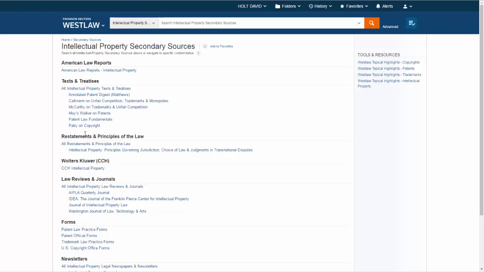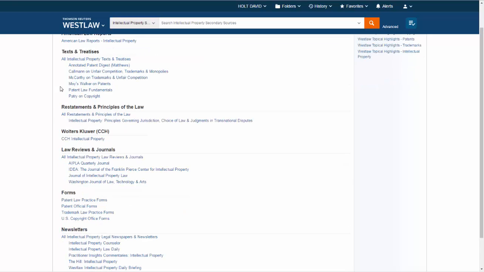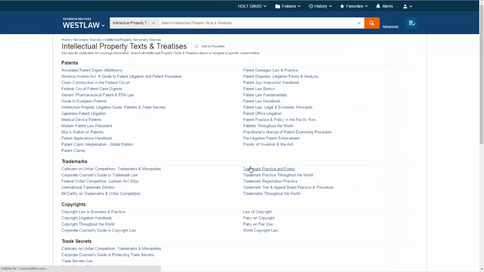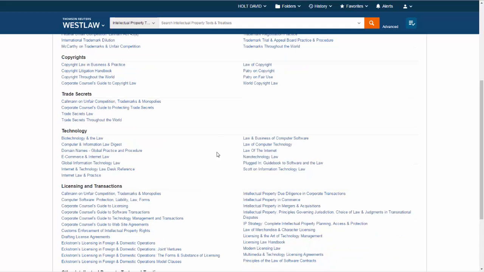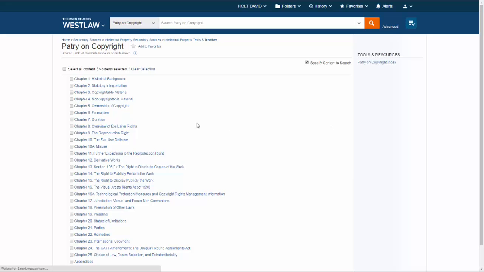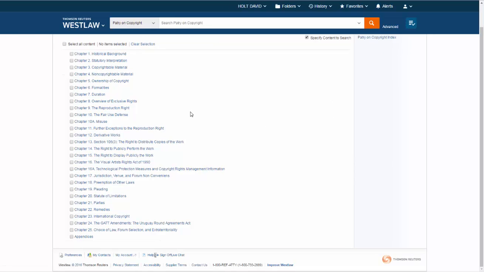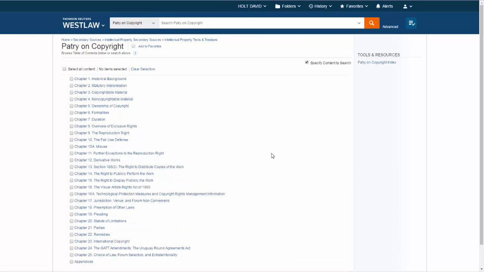and then all intellectual property text and treatises, I want to point out a few of the important materials that are here under copyright. And you'll see they have Copyright Litigation Handbook, Copyright Throughout the World. The really important treatise here is Patry on Copyright. And that's going to be your go-to place on Westlaw to begin your research on a copyright intellectual property question.